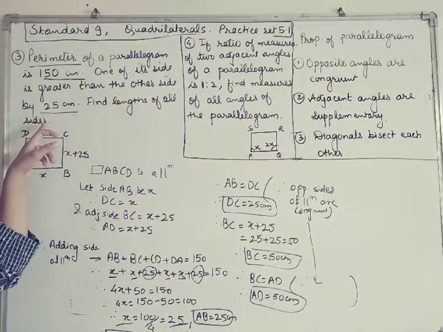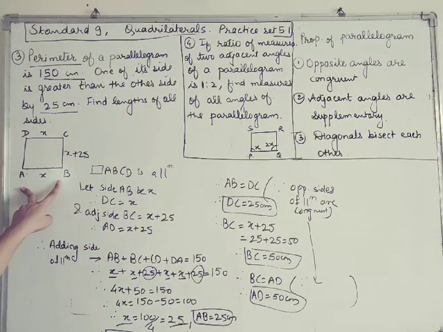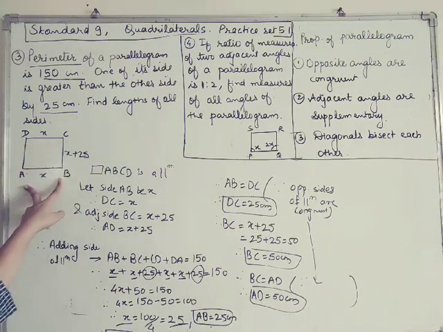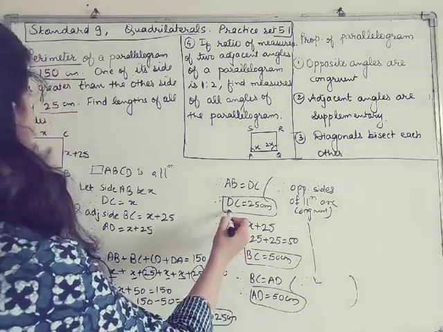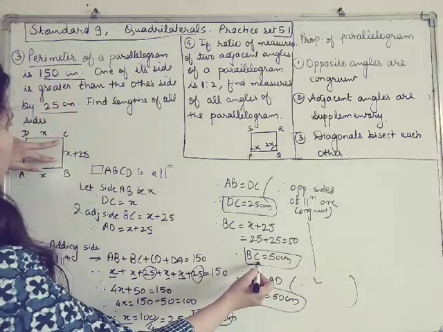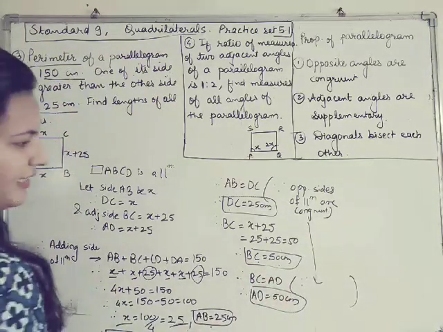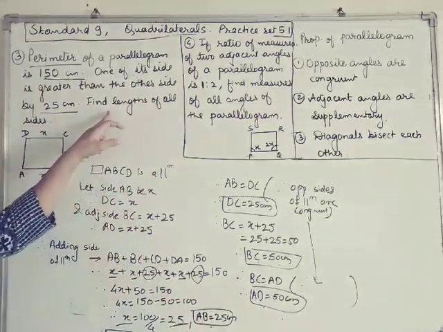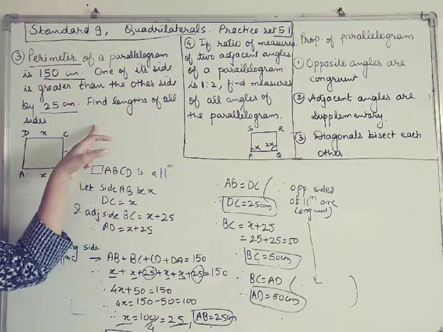Find the length of all the sides. So, length of AB is 25, and AB is congruent to CD. So, DC is equal to 25. Then we have found out what is BC. X plus 25, that is 50. And BC is congruent to AD. So, AD is equal to 50. So, this way we have found out the lengths of all the sides of a parallelogram.